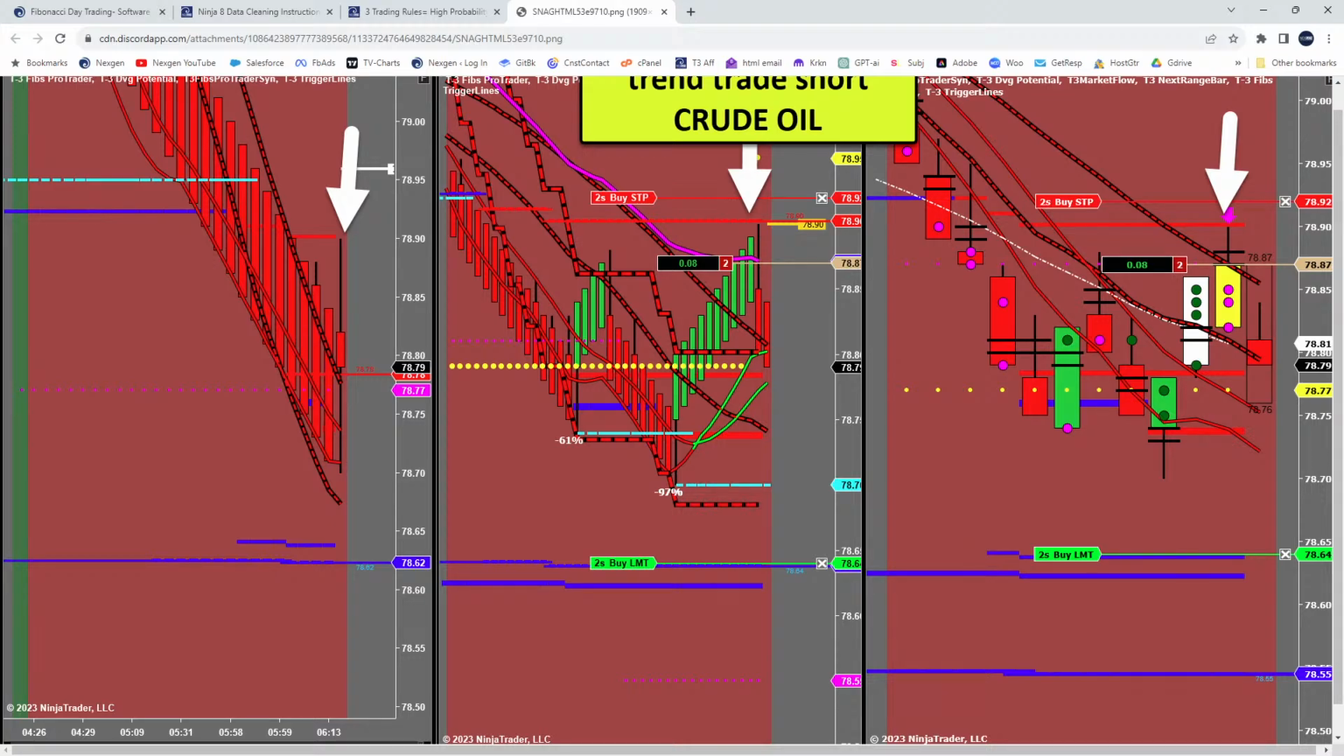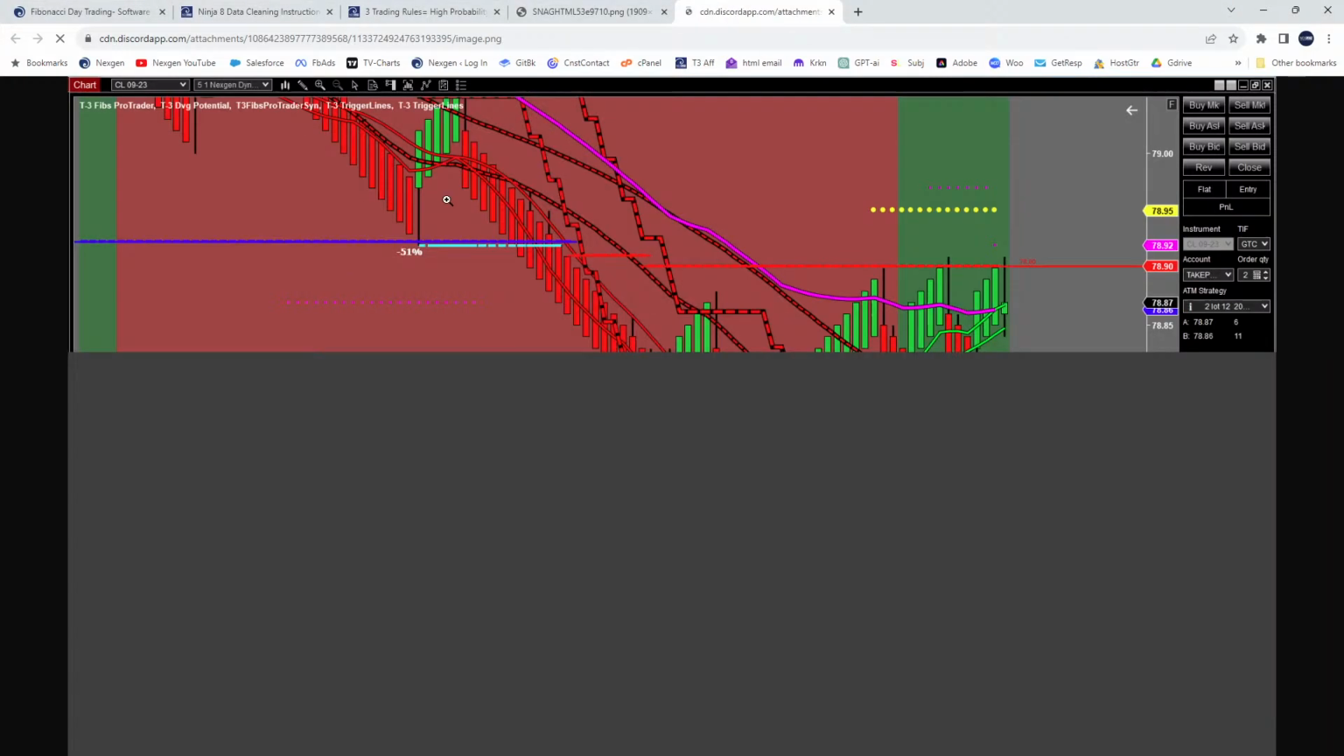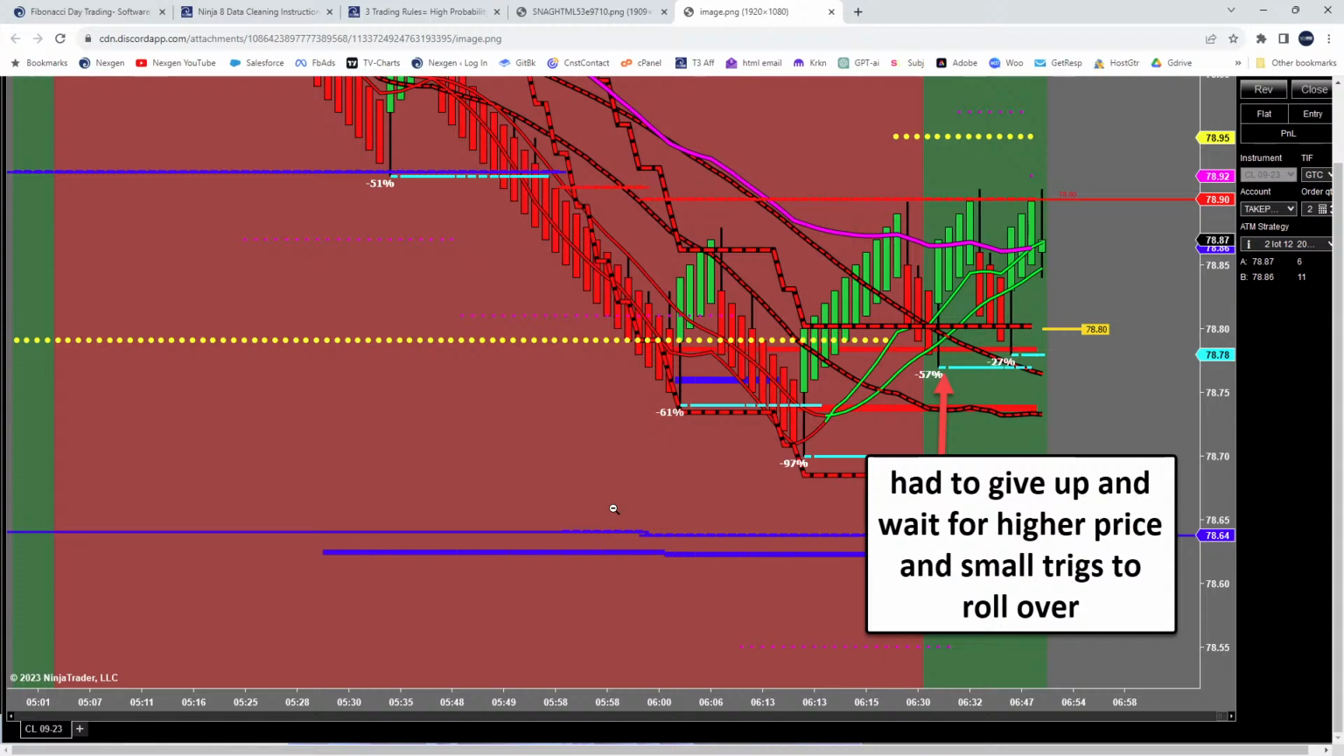And eventually, unfortunately, whenever you live by the rules, you have to die by the rules too sometimes. I lost a couple of ticks because eventually we had a third and even a fourth divergence with the small triggers going up. And it's like, you just can't stay short. I mean, you can, but it's the more difficult trade, if that makes sense.